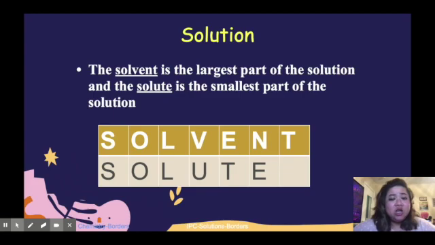Remember, solvent is the largest part of the solution, and the solute is the smallest part of the solution. Let's think this way. Let us use the word solvent and solute. As you can see in your screen, solvent has more letters than the word solute. So, always remember, solvent is the largest of the solution and solute is the smallest.